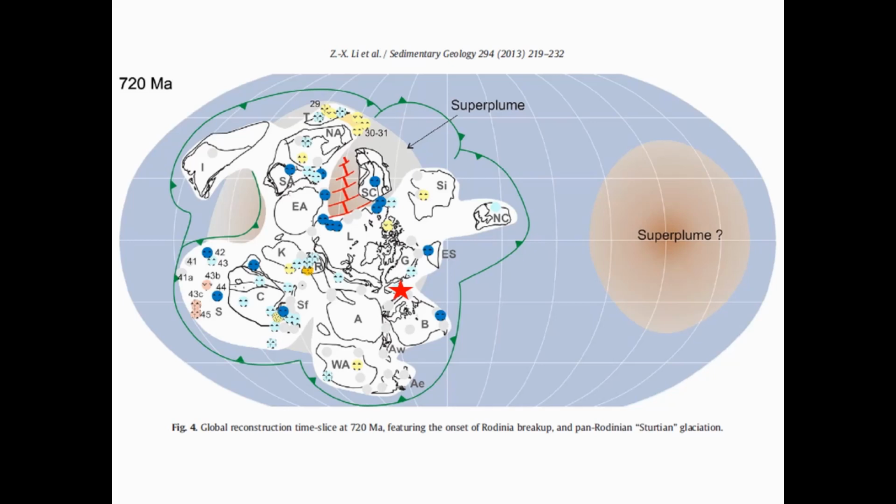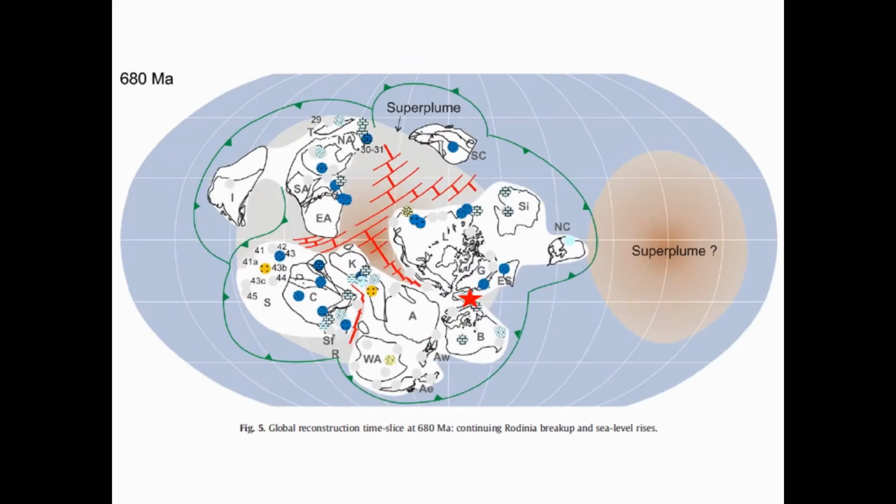This is the picture at 720, and if we roll it forward a little while, 680 million years, which would be late in Port Askaig times or possibly after, you can see that the Rodinian supercontinent is well and truly breaking up into individual continental blocks. If we move further forward to about 600 million years, it's broken up altogether, and the areas to the north and south of the red star here become the Baltic continent to the south and the Laurentian continent to the north, with the Iapetus Ocean between them.